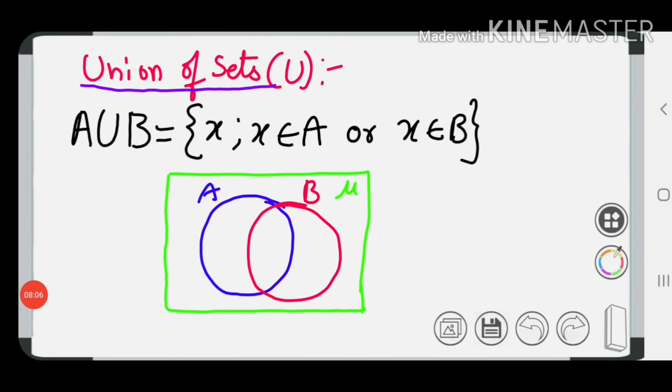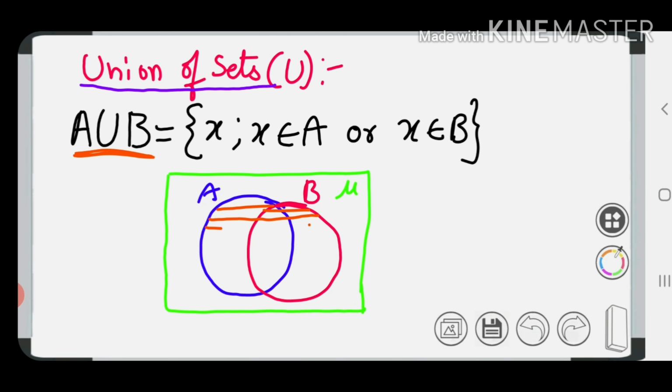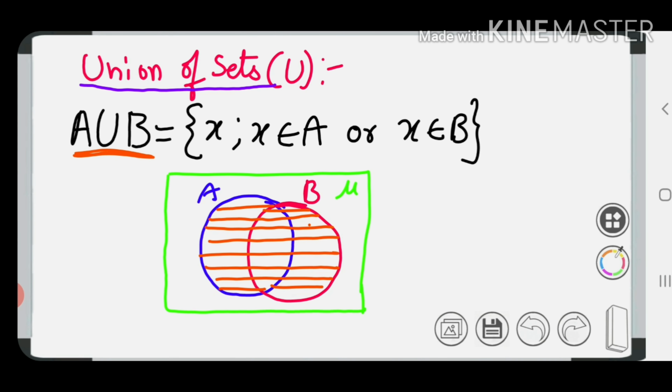For example, if this is the Venn diagram, then A union B represents this area. If the element is in A, we have to write it. In B, we have to write it. So it covers the area like this. It covers all the circles A and B. So this is our A union B portion. This shaded area represents A union B.